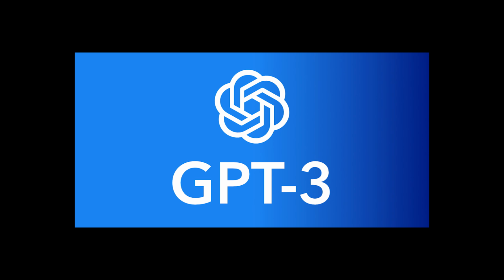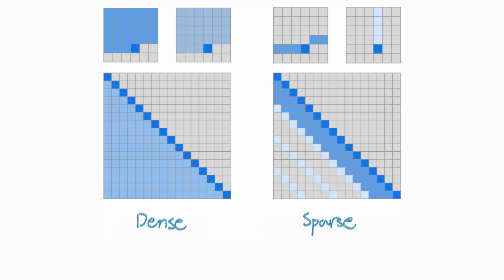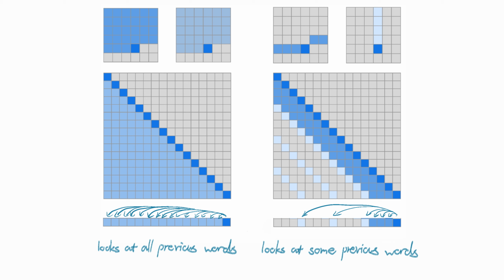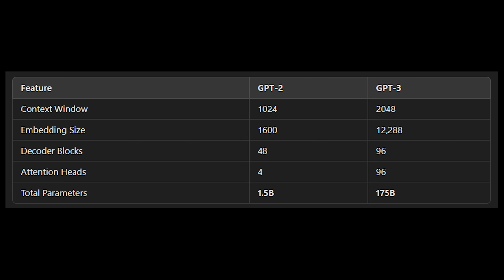Now, moving on to GPT-3. It didn't change much architecturally. It was basically a massive scaled-up version of GPT-2. However, they introduced alternating dense/sparse attention. Dense attention is where a word looks at all the previous words, whereas sparse attention is where a word looks at some of the previous words, making computations more efficient. And here's a diagram as to how GPT-3 scaled compared to GPT-2. We went from 1.5 billion parameters to 175 billion parameters.